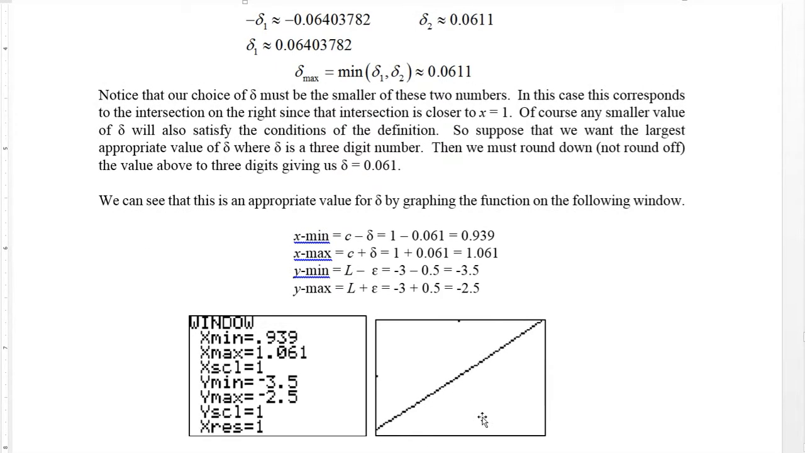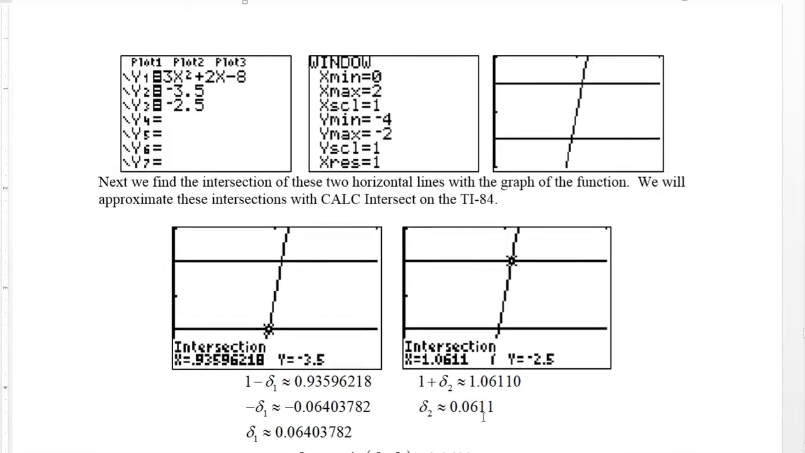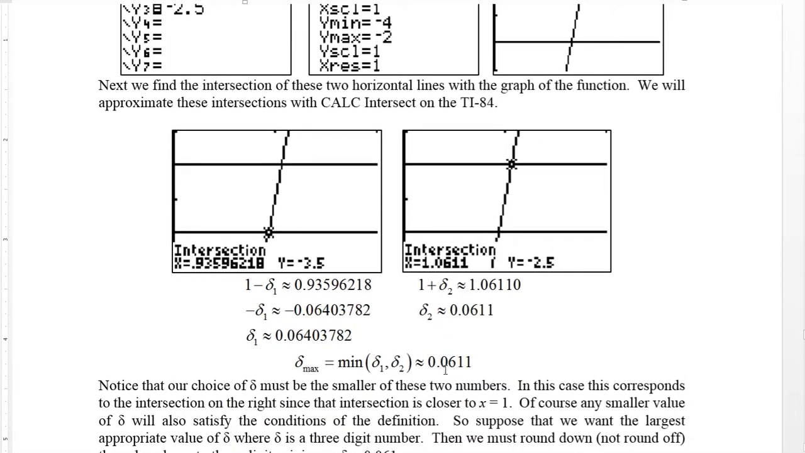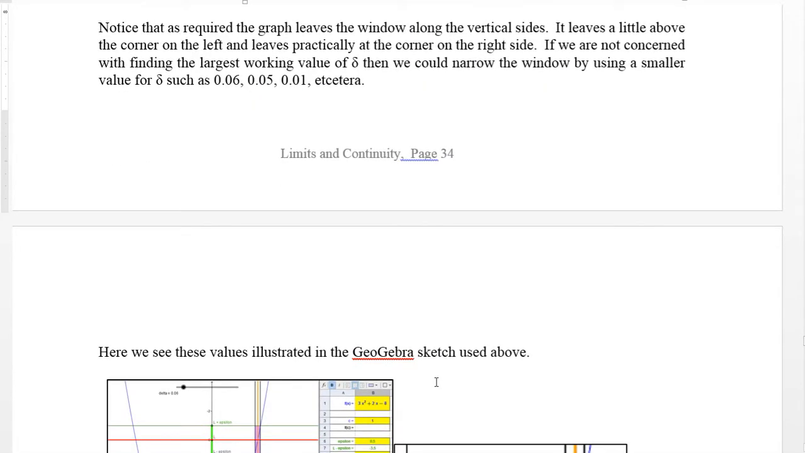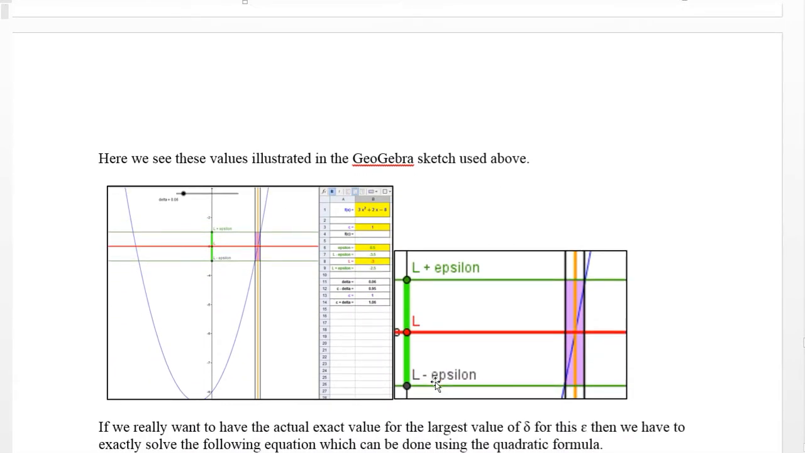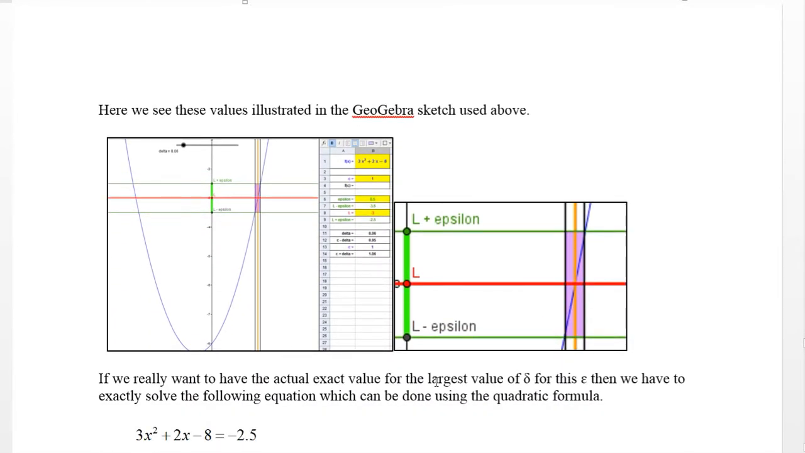Again, if we're not really that worried about which delta we choose, this one's fine, but we could choose something smaller, 0.05, maybe 0.01, something convenient. It can't be 0, of course, it's got to be a positive number, but it could be anything else, as long as it's smaller than that value. If we need the largest one, we have it there.